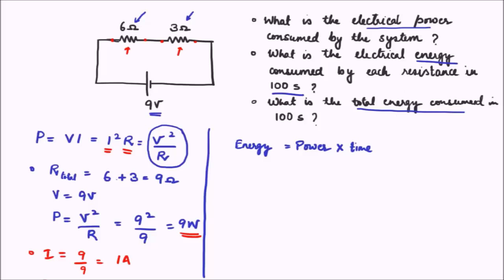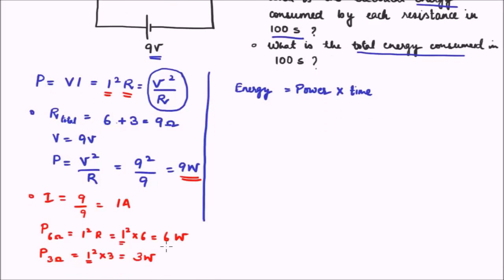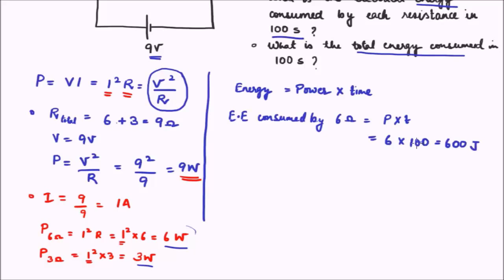That is exactly what we have just done. We had found out the power of the 6 ohm and of the 3 ohm resistance. Therefore, we are going to use these values of power and plug them into the formula and find out the electrical energy consumed by both the elements individually. So electrical energy, let me write EE, consumed by 6 ohm will be power times the time. Power for the 6 ohm is 6 watt and my time of running of the elements is 100 seconds. So that gives me 600 joule energy consumed by the first element, that is the 6 ohm.